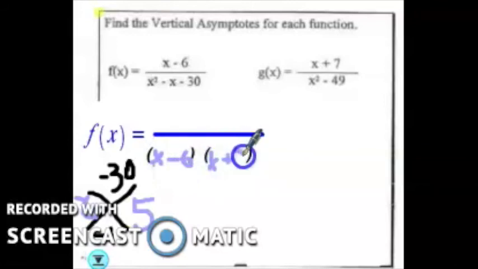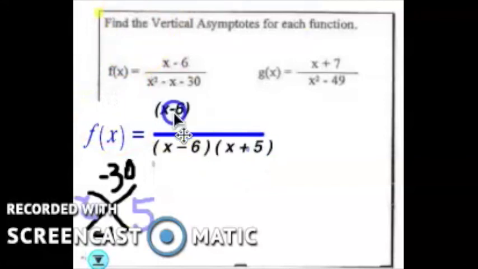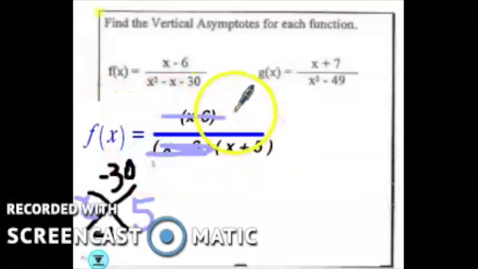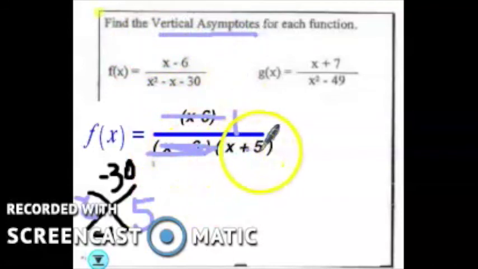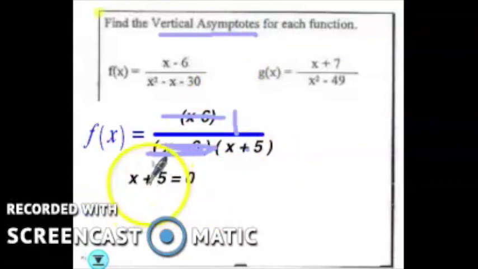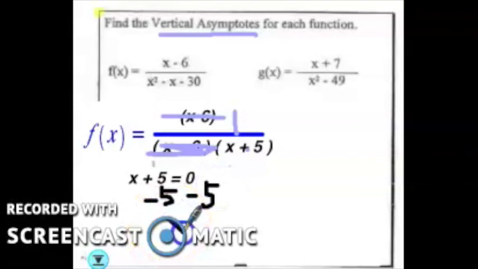And that's good for us, because if we remember, we have an x minus 6 on the top. So our x minus 6's cancel again. And we're left with a 1 on top and an x plus 5 on the bottom. Remember, we're solving for vertical asymptotes. So it's the x plus 5, which is on the bottom, that we set equal to 0. So to move the positive 5 to the other side, we do the opposite. So we subtract 5 from both sides. And we're left with a vertical asymptote of x equals negative 5.